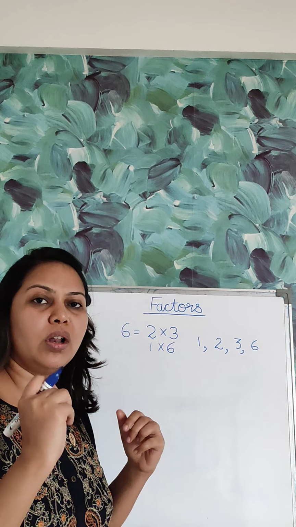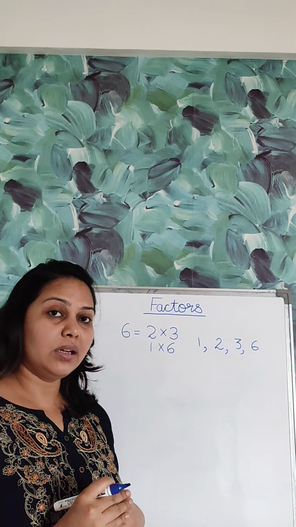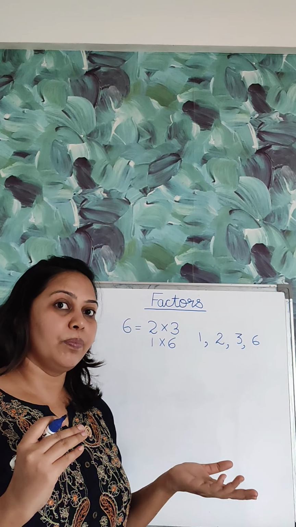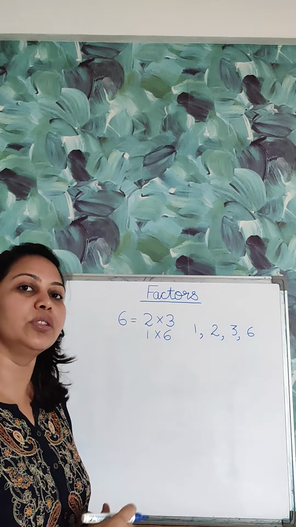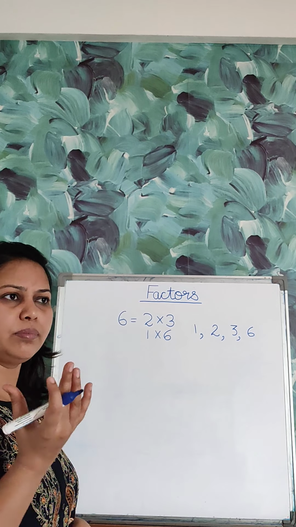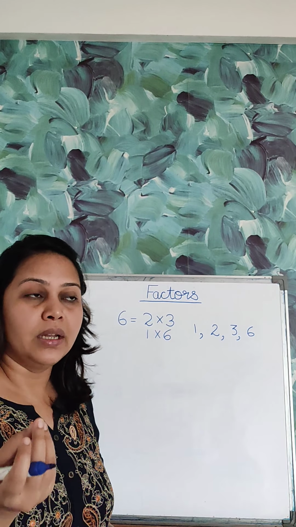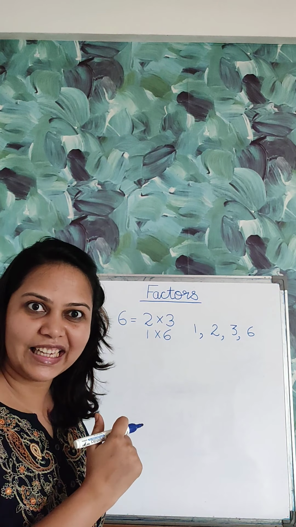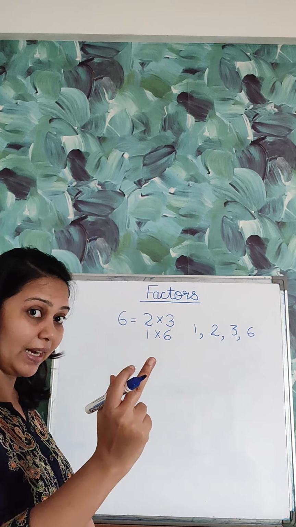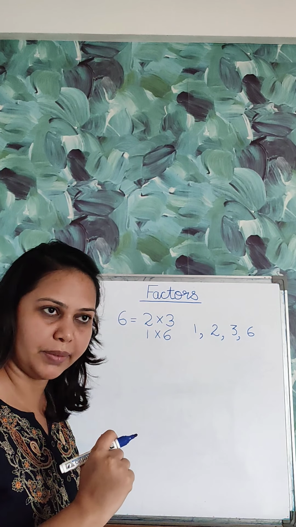But 6 is a small number. Similarly, if we have to find the factors of any large number, then the process will become difficult and sometimes we can miss a factor. But that thing we cannot bear. So that's why I am telling you a trick: how can you find all the factors of any number without making any mistake?